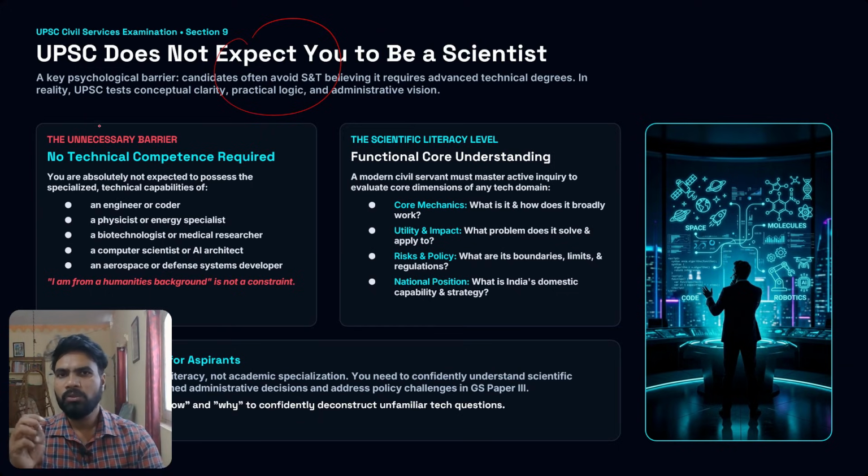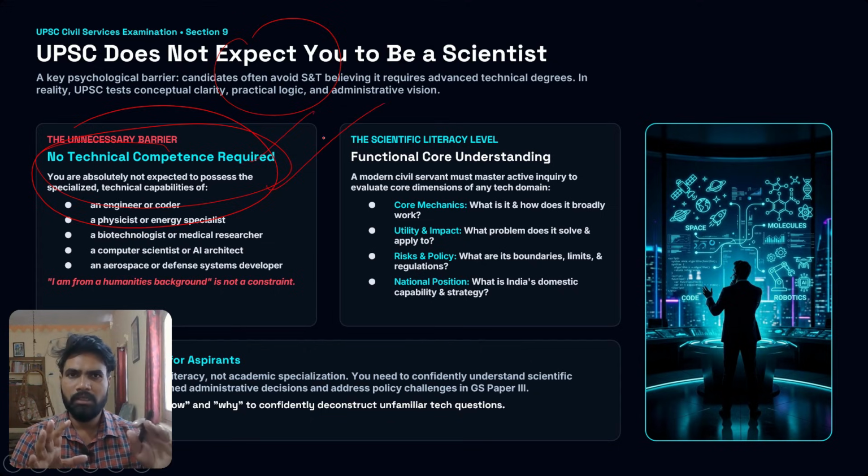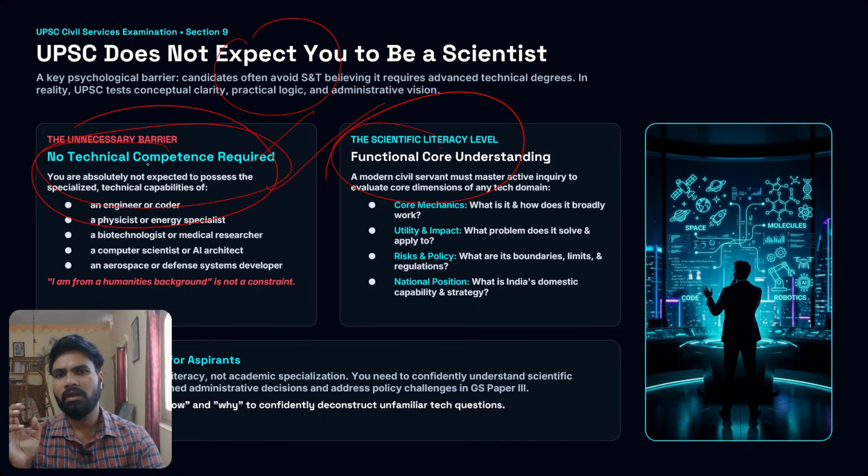UPSC doesn't require you to have technical competence with respect to that technology or that aspect. What the student or aspirant is required to have is a functional core understanding of the technology or scientific concept. Technical competency is not required with respect to some technology. What is required is a functional core understanding of the subject.